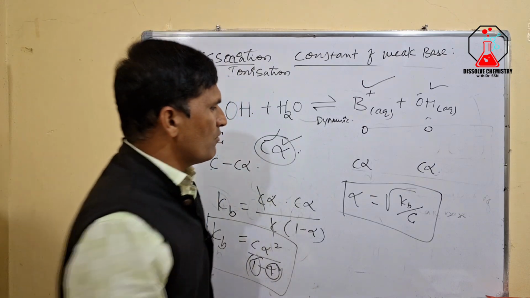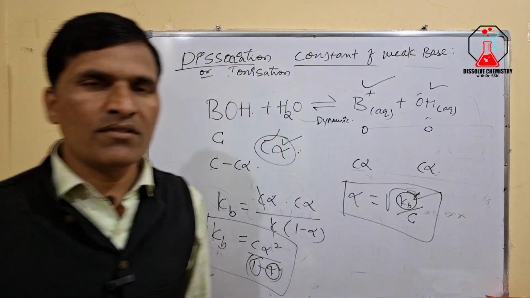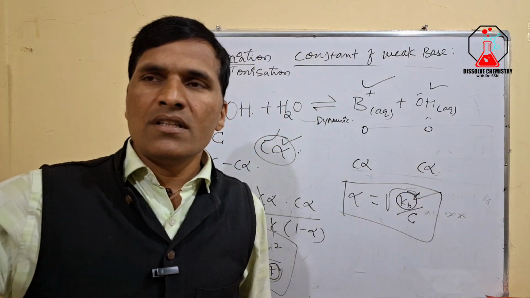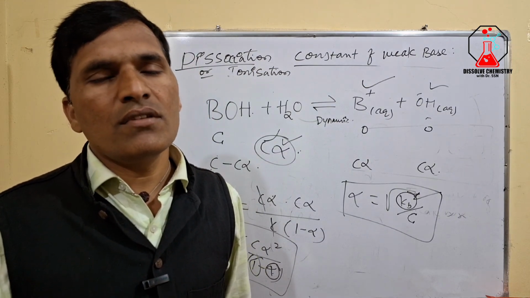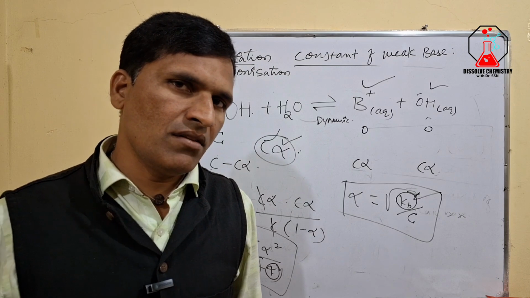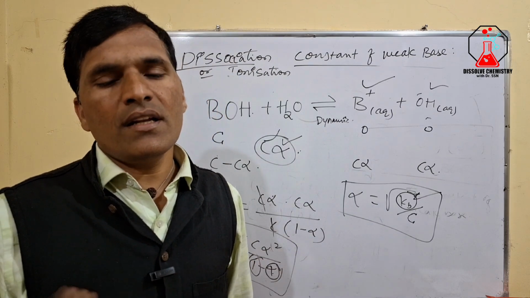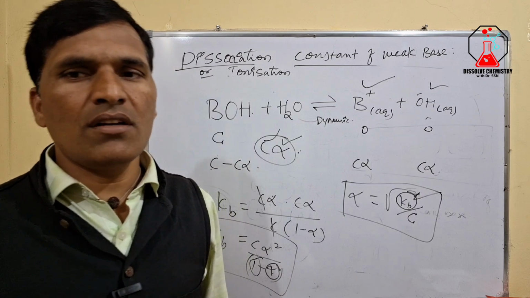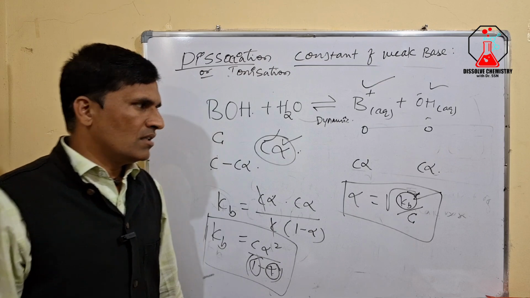And you can measure the strength of a base by using the Kb value. The higher the Kb value, the stronger the base. The lower the Kb value, the weaker the base. Because the dissociated forms are in the numerator and the undissociated form is in the denominator of the equation. I hope you have understood the meaning of this.